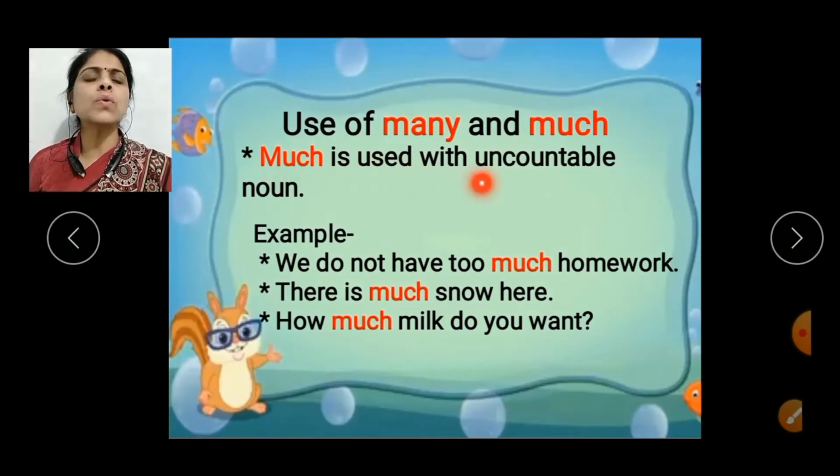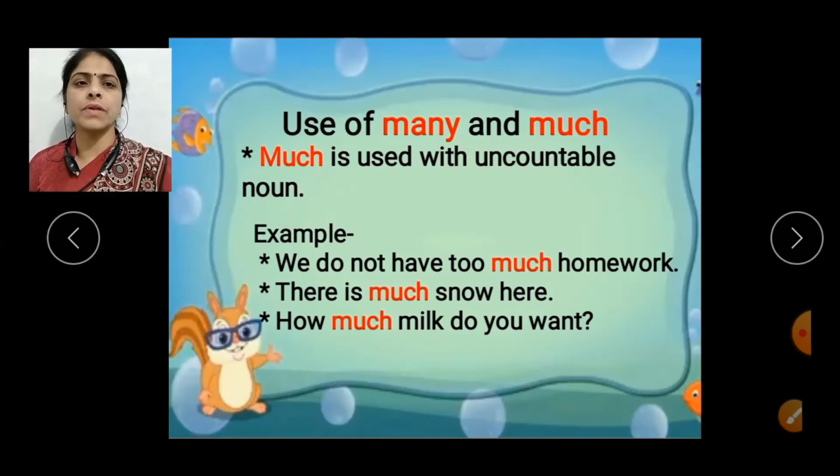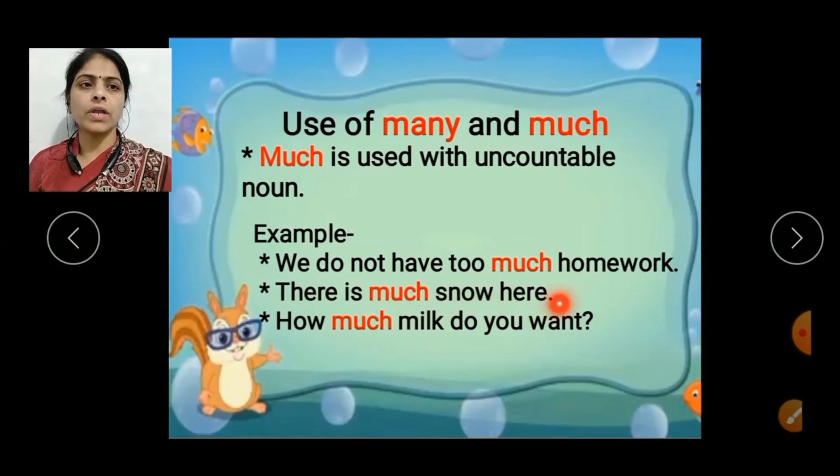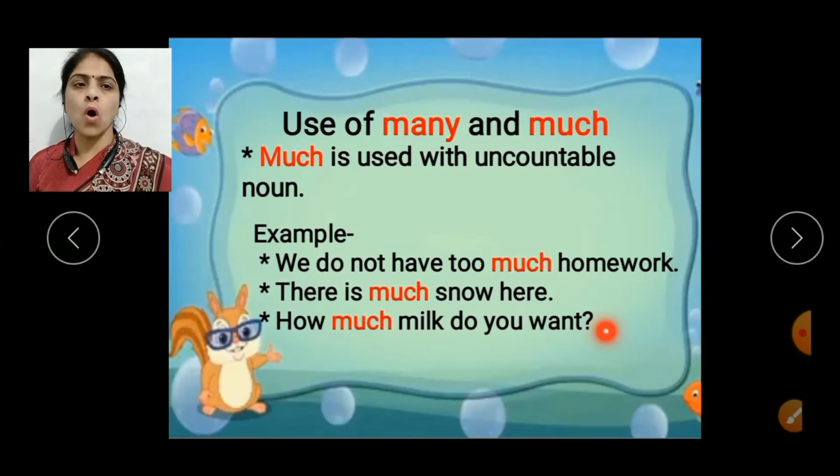Much is used with uncountable noun. It indicates the large quantity of uncountable noun. Let's have the examples. Like, we do not have too much homework. There is much snow here. Next, how much milk do you want?